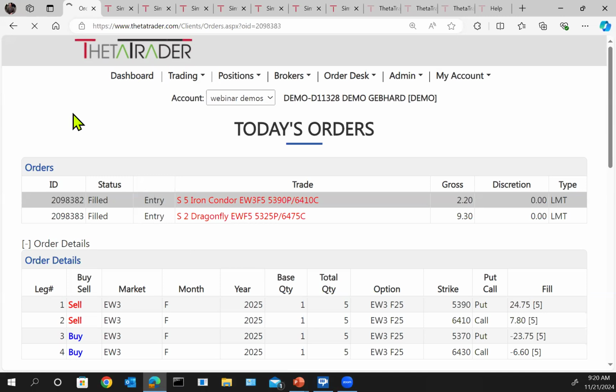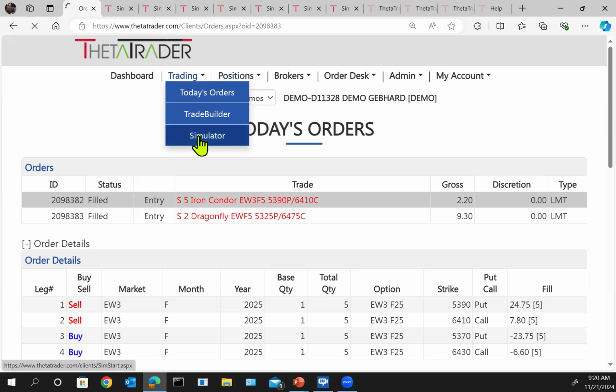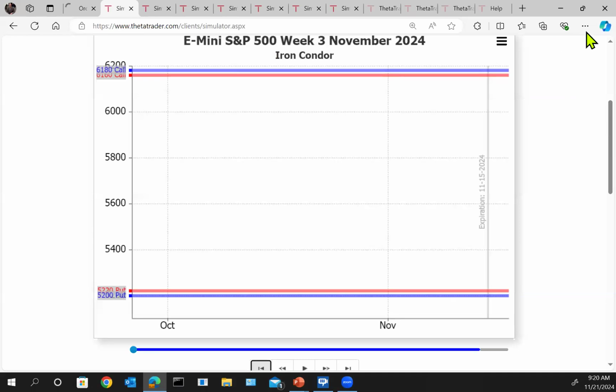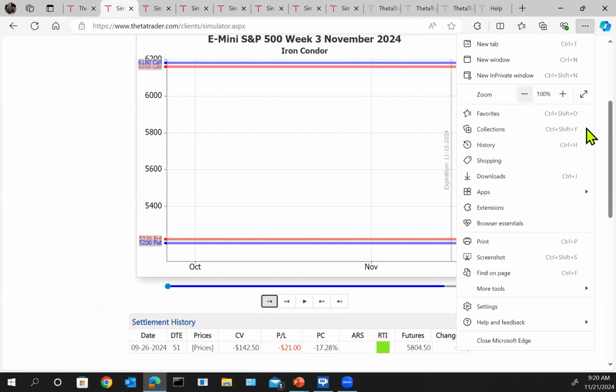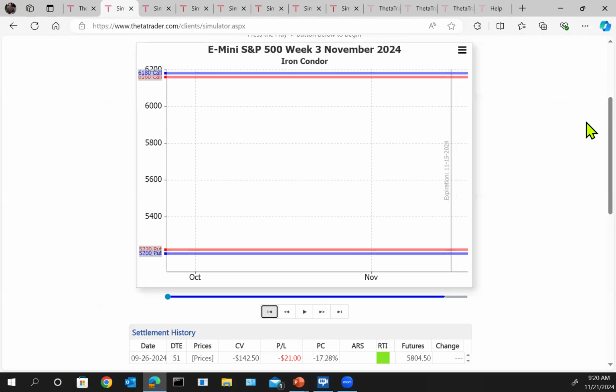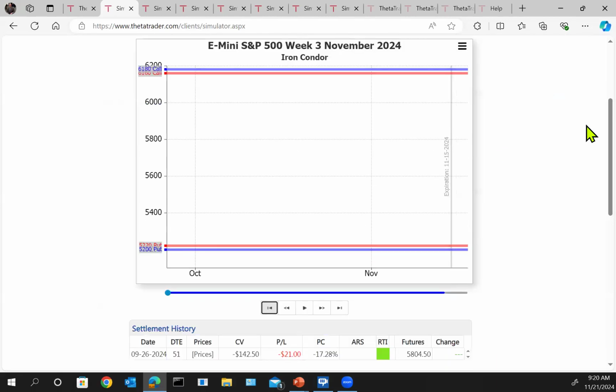Now, let me show you a really unique feature. Another unique feature within ThetaTrader is we have a trade simulator. You can access it right here. And I've loaded some trades so we can kind of save some time. And this is really what I like to call a time machine. So you can see here there's a week 3 November expiration for an iron condor, a trade placed on September 26. It had 51 days till expiration.